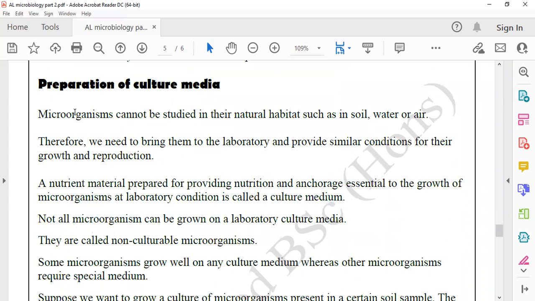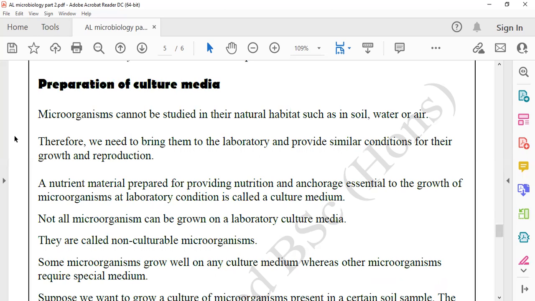Now we are coming to a heading called preparation of culture media. Microorganisms are cultured in the laboratories for various reasons. One reason is study purpose. In the university, we had a separate microbiology laboratory, and there we cultured various microorganisms for study purpose.